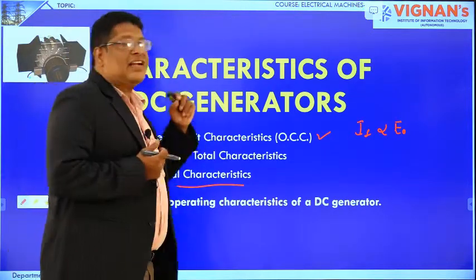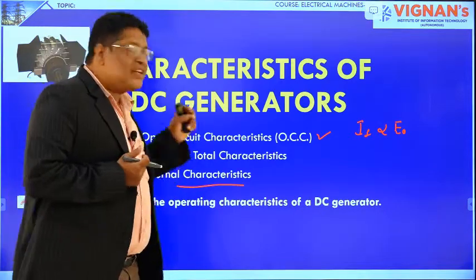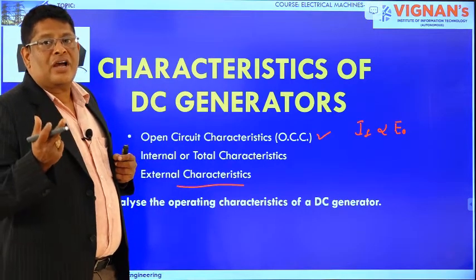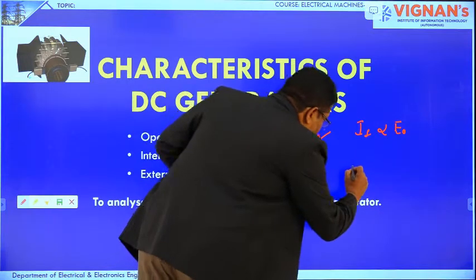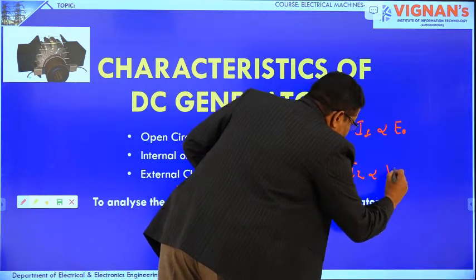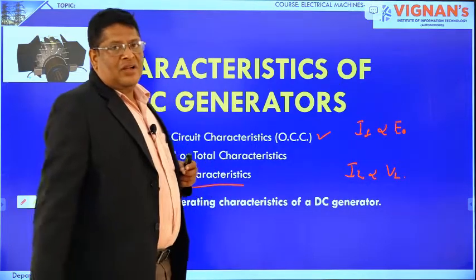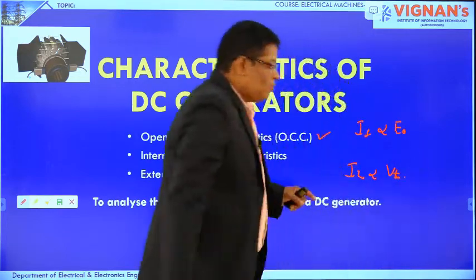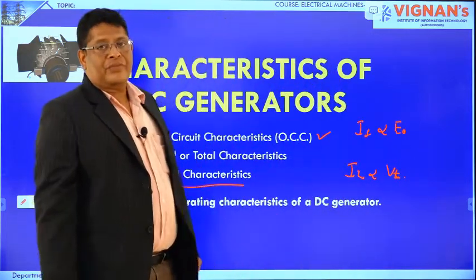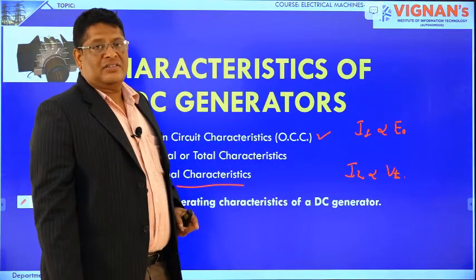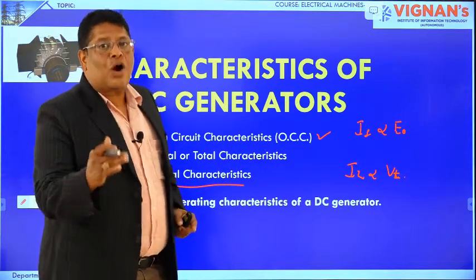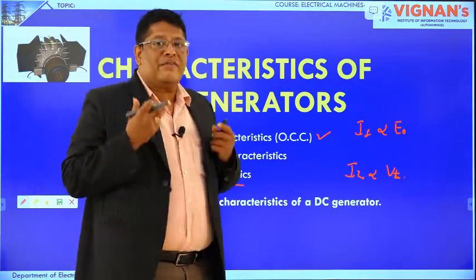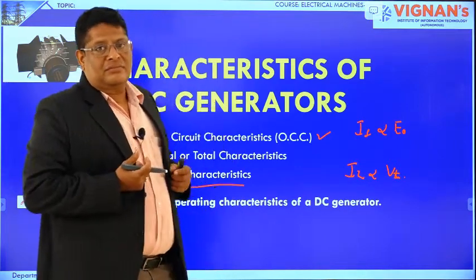Now come to the external characteristics. External characteristics are a curve drawn between the load current and the terminal voltage, IL versus VL, or sometimes we call it VT also, IL versus VT, load current versus terminal voltage. As the load increases, whether the terminal voltage of the generator increases or decreases for a given generator, that we are going to study.